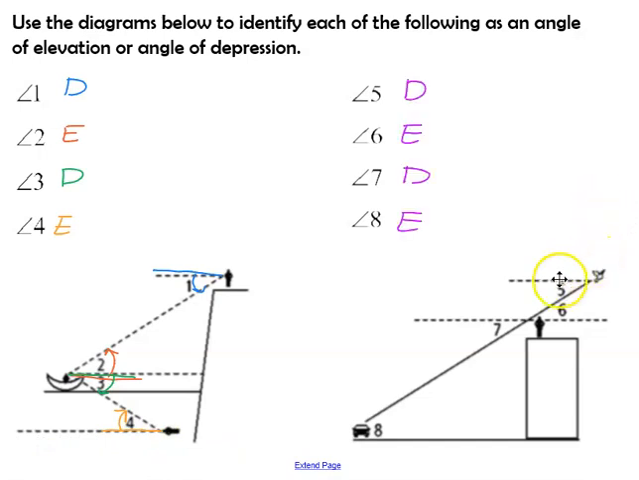Hopefully you found that angle 5 was an angle of depression. Angle 6 was an angle of elevation, angle 7 was an angle of depression, and angle 8 was an angle of elevation. So remember, it's really important that you always start out with that horizontal line of sight first, then you either elevate or depress.